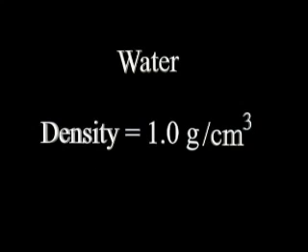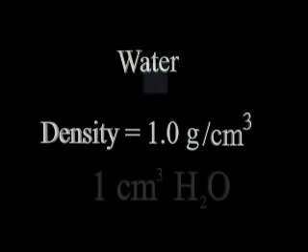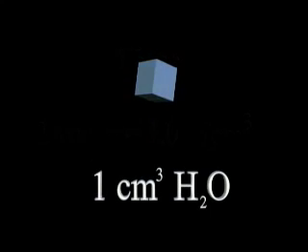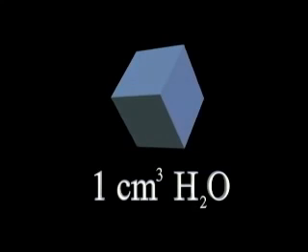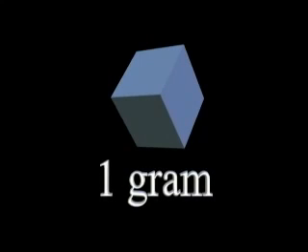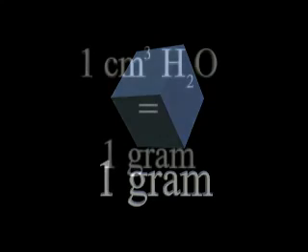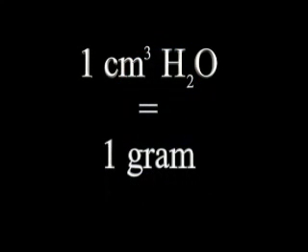That's interesting. 1 cubic centimeter of water has a mass of 1 gram. This is not a coincidence. If you research the history of the metric system, you will find that the first standard metric unit of mass, the gram, was defined as the mass of 1 cubic centimeter of water.